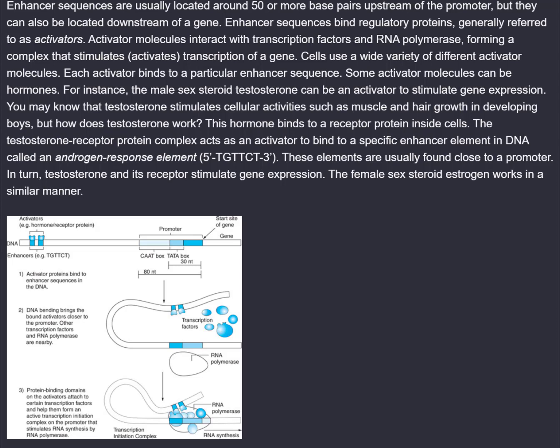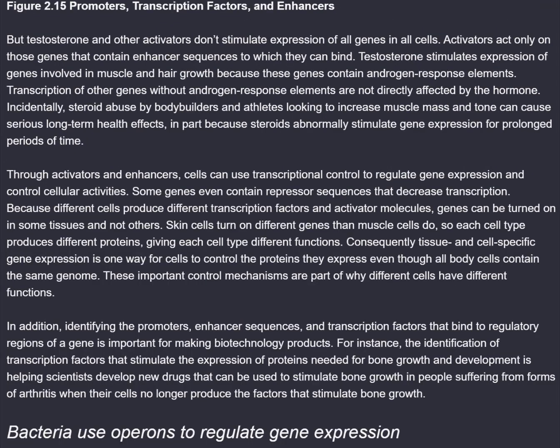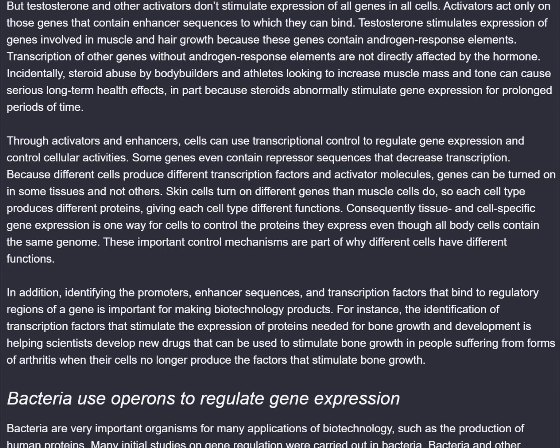The testosterone receptor protein complex acts as an activator to bind to a specific enhancer element in DNA called an androgen response element, 5'-TGTTCT-3'. These elements are usually found close to a promoter. In turn, testosterone and its receptors stimulate gene expression. The female sex steroid estrogen works in a similar manner. Figure 2.15 Promoters, transcription factors, and enhancers.